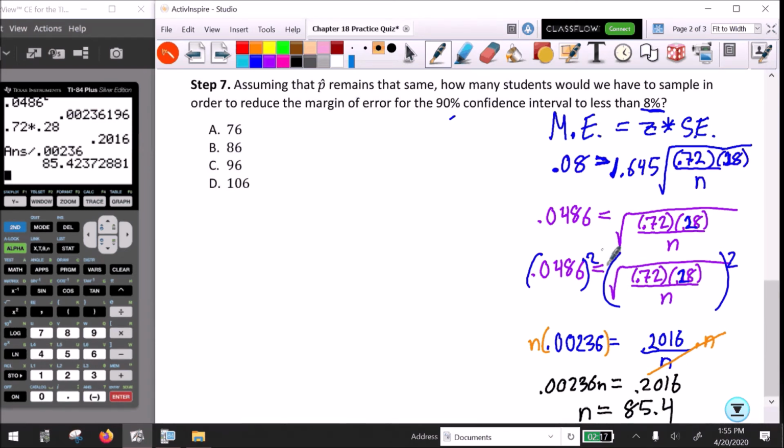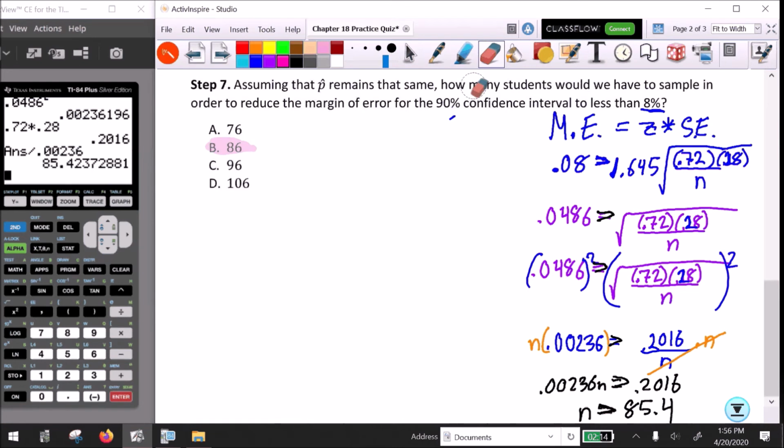This symbol here, since we never divided or multiplied by a negative, is still a less than symbol. It's going this way. So this says that n has to be greater than 85.4 to achieve a margin of error less than 8%. So the first whole number that's greater than 85.4 is 86. So I'm going to select 86 as my answer. And that's how many people we would have to survey in order to achieve that margin of error.